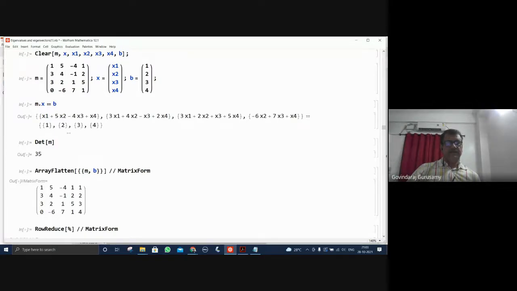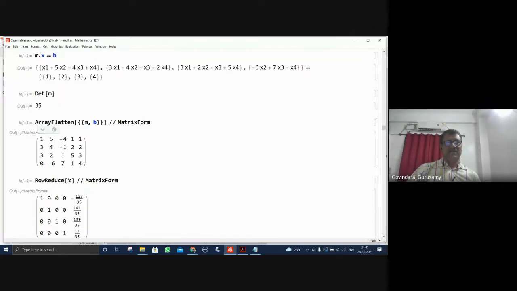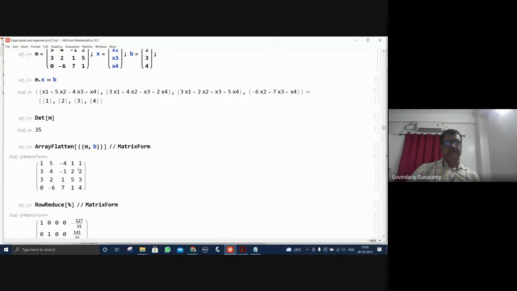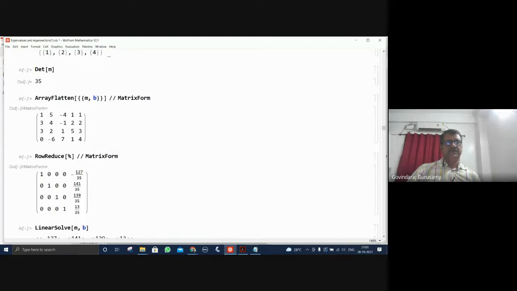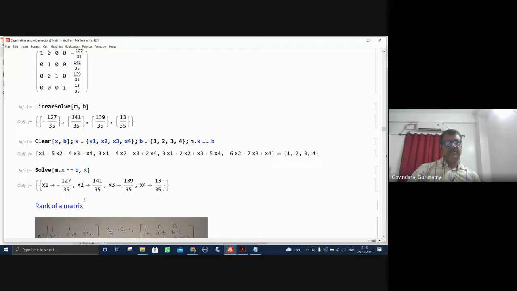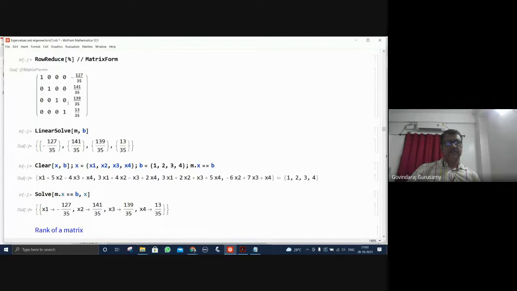Then find the determinant first. So array flatten, now you can see this array flatten purpose. M and b have been brought together. You don't have to enter it. You see 1, 2, 5, 1, then 1, 2, 3, 4. Array flatten, matrix form. These are the matrix operations you have learned that you are using now. Row reduction is done. This is the result. Or you can use linear solve. That's also the same. You see the same values you are getting. This is your solution.